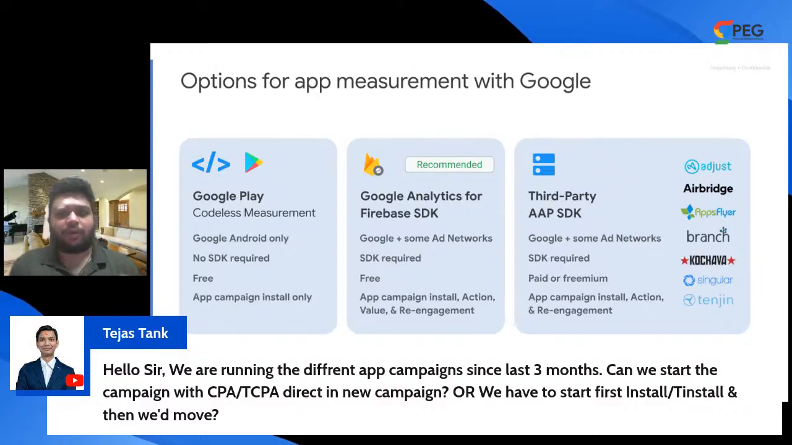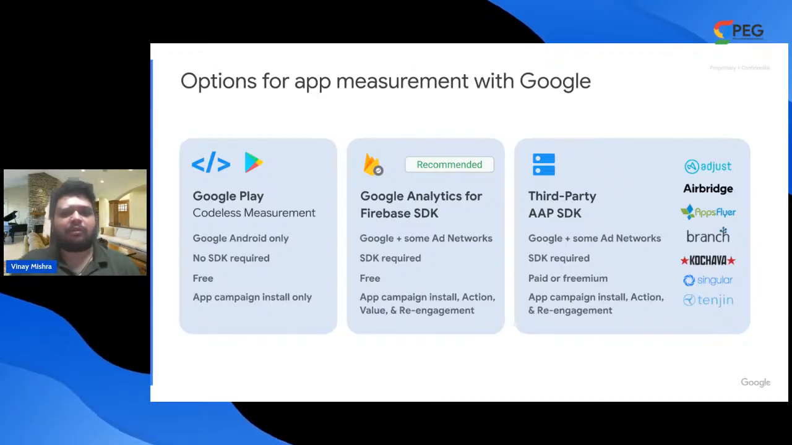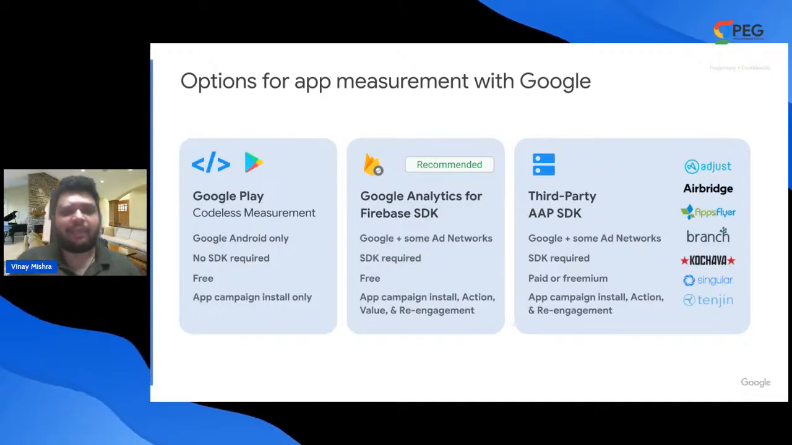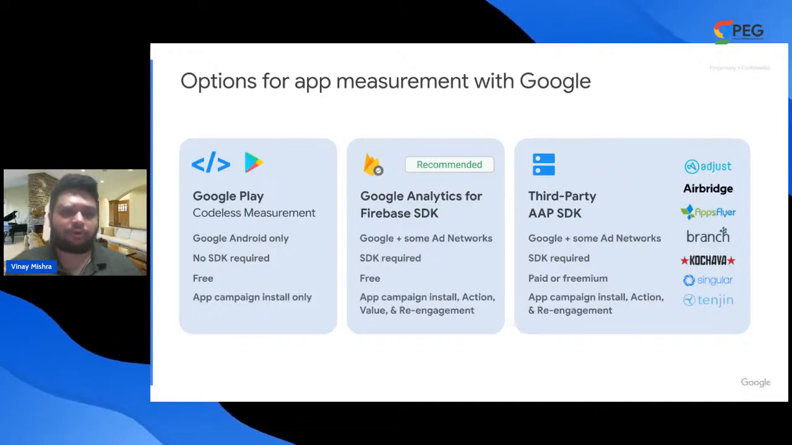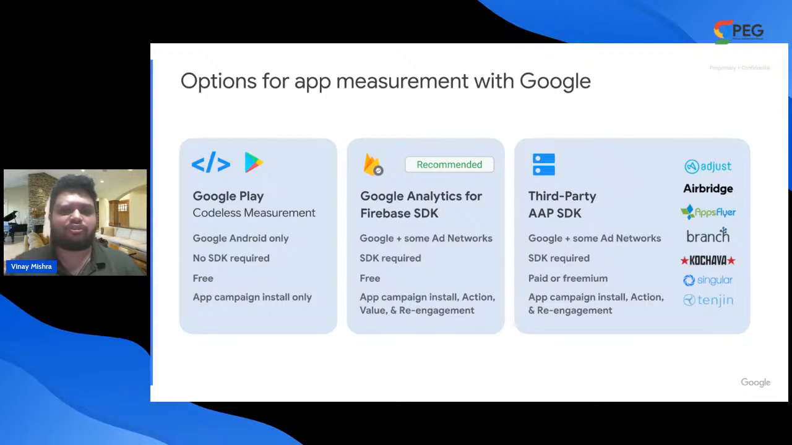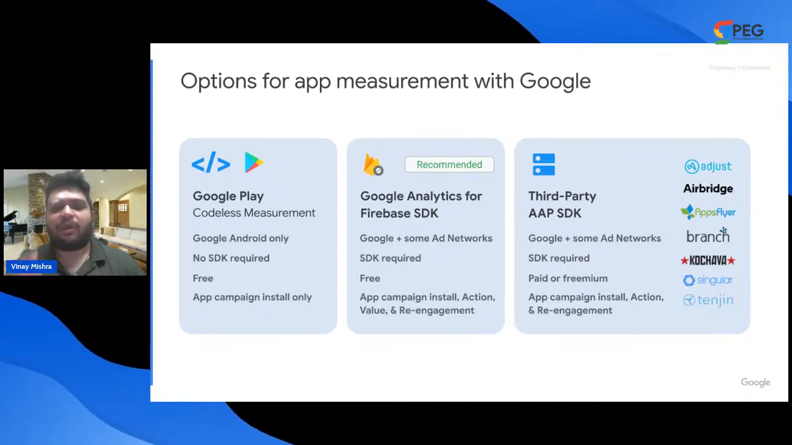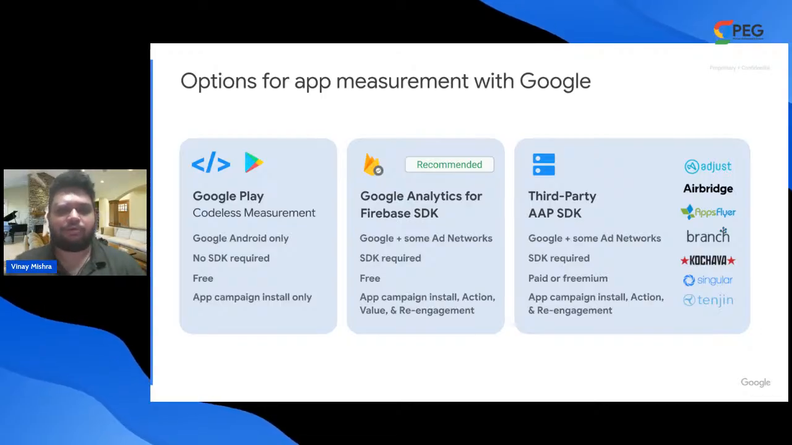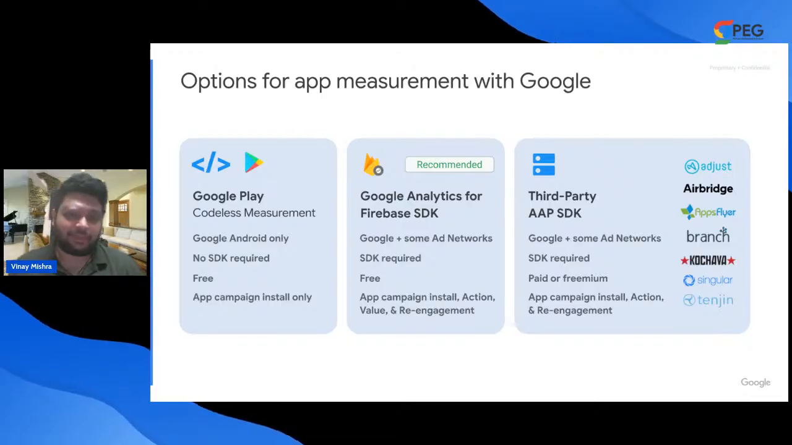So you have to ensure that the SDK is in place. You have enabled the code on the back end of your app so that you are able to track this, and this is free of cost. This will help you track your campaign installs, action values, and re-engagement as well. In terms of other third-party app attribution partners, this is also available for Google Play ad networks.